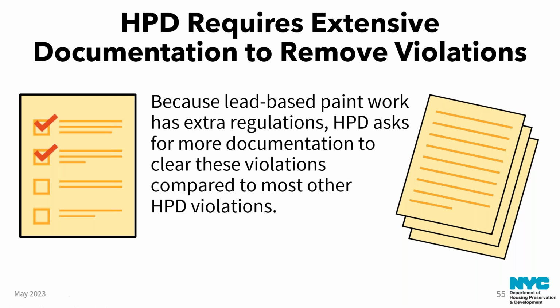Now, if you do receive a lead-based paint violation from HPD, the first thing to understand is that removing these violations can be a complicated process, because HPD needs to request much more documentation to clear these violations than we do for other kinds of violations. And that's because of all of those safe work practices requirements and certifications that the workers need to have. So we have an entire webinar just on responding to HPD violations. My advice to you is, if you were to receive an HPD lead-based paint violation and weren't sure how to respond, to go ahead and take a look at that violations webinar to get yourself started. Also, all HPD lead-based paint violations must be re-inspected in order to be cleared.